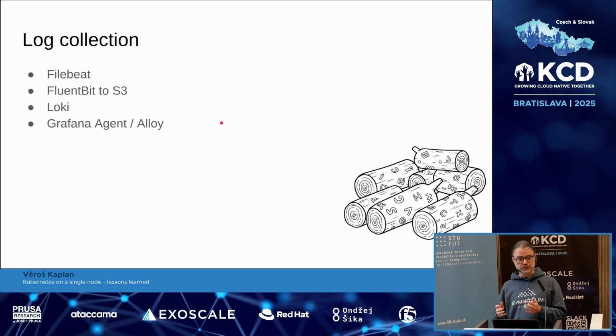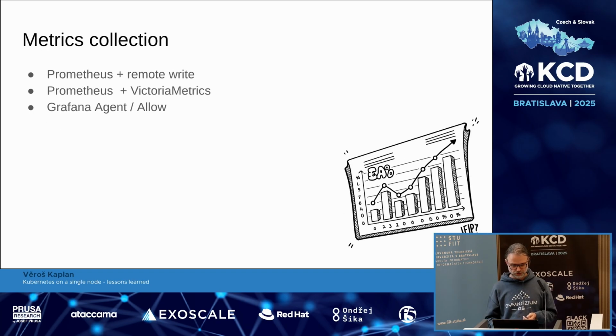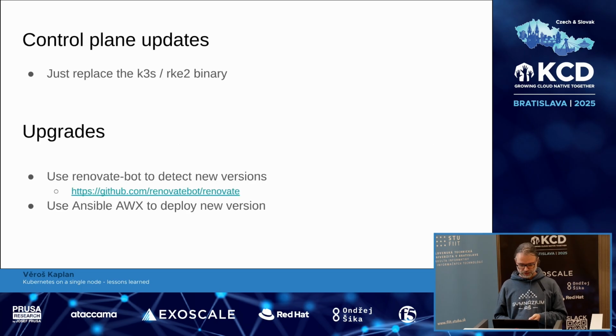Great. Logs collection. How can we do that? It depends. We can use FileBeat. Some customers are happy with FluentBit storing data into S3 buckets. You can use Loki. We are currently investigating Grafana Alloy because it looks really nice to us. It depends. Metrics collection, again, you can use standard Kubernetes tools, Prometheus, Victoria Metrics, Grafana Agent or Alloy, sorry, and so on.